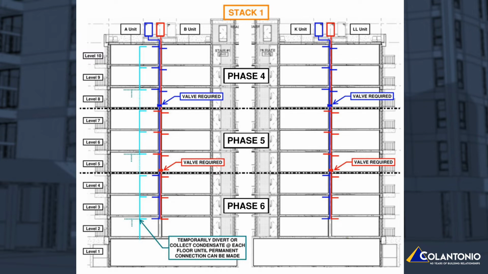Another component to this work is the condensate drain. The condensate drain is designed to be gravity fed to level 1. However, because we will be making the system operational in a temporary state, the HVAC subcontractor will be responsible for temporarily collecting or diverting the condensate at level 7. When level 6 becomes available, the condensate drain can be extended and temporarily collected or diverted again on level 6. This process will continue until the full condensate drain stack can be installed.